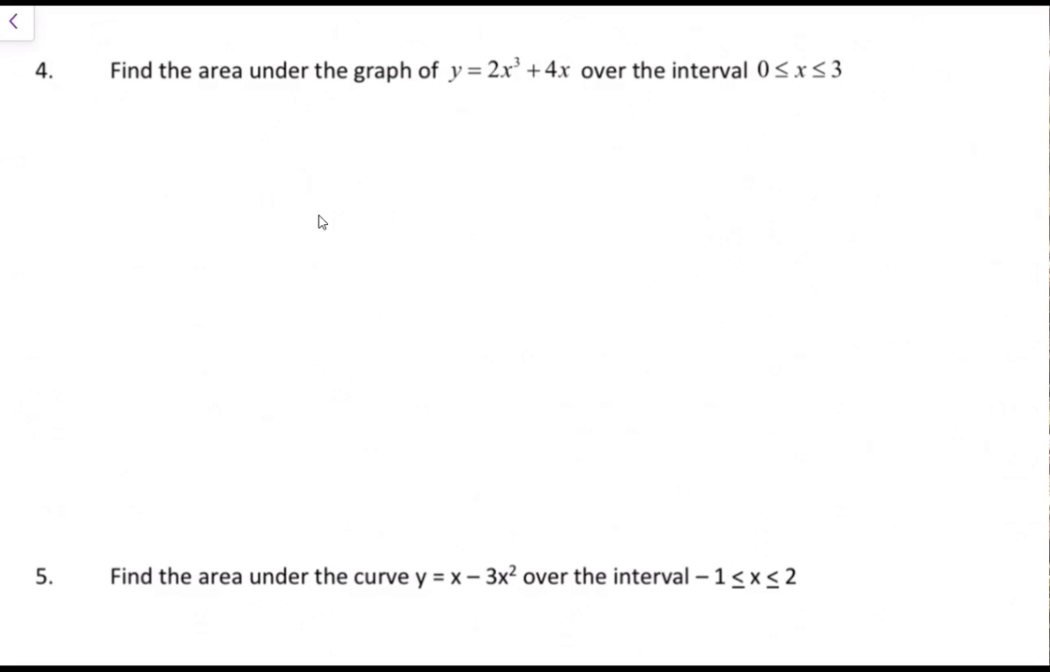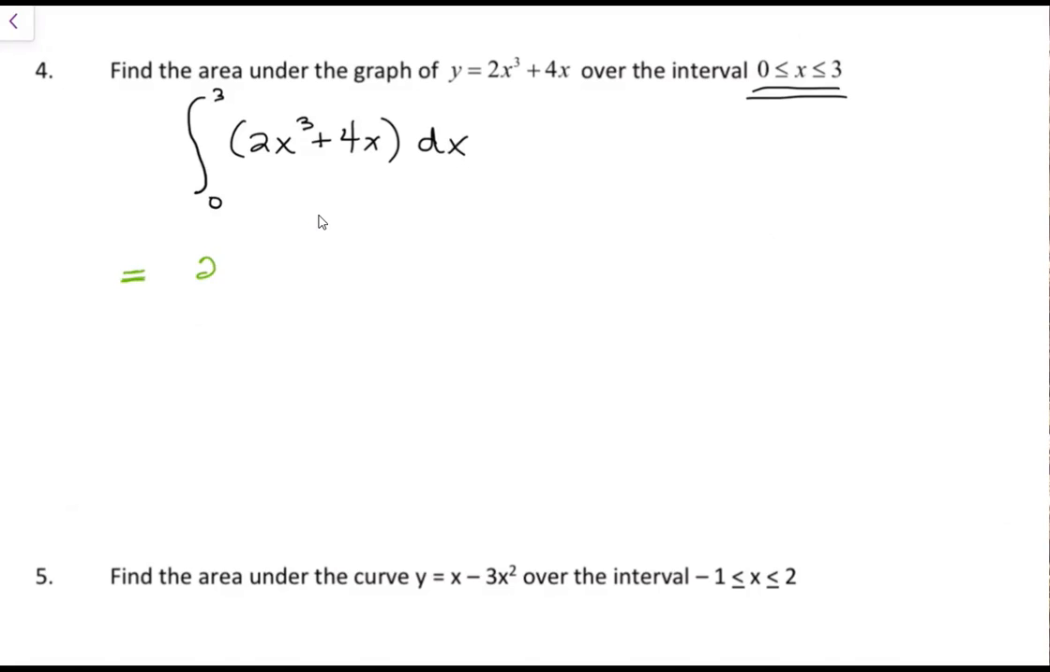So the first thing to do is to actually write out what your integral would look like. So my integral symbol and my limits of integration are going to be the endpoints of that closed interval, so 0 to 3. And then my function is 2x cubed plus 4x, and we want to integrate that with respect to x, so I have my dx. And now it just becomes a problem similar to what we were just working on. We start by doing the integration.